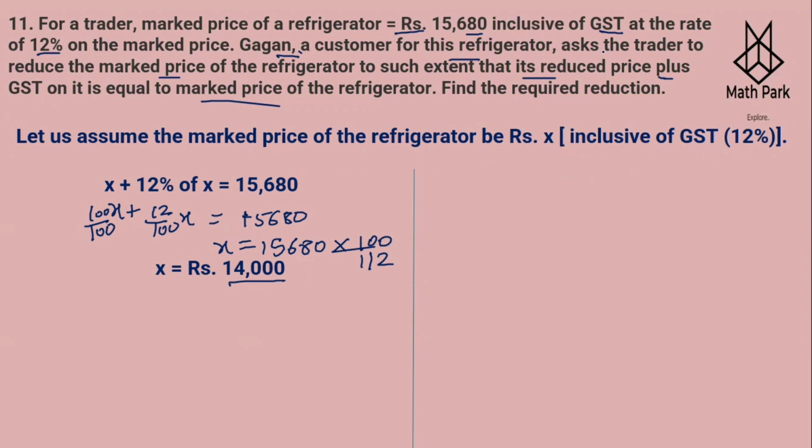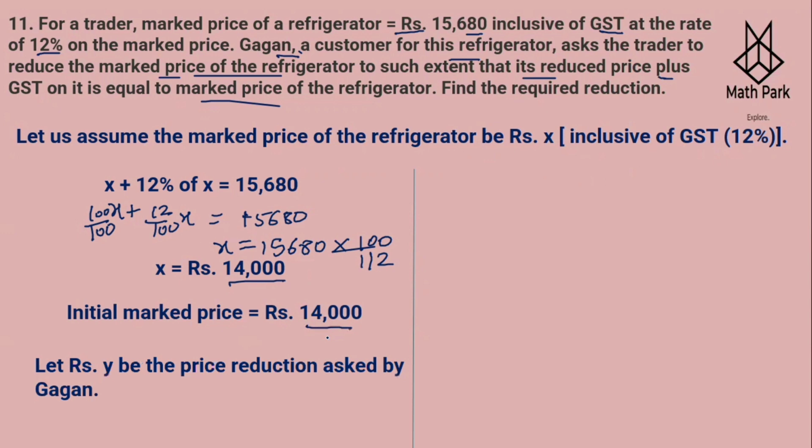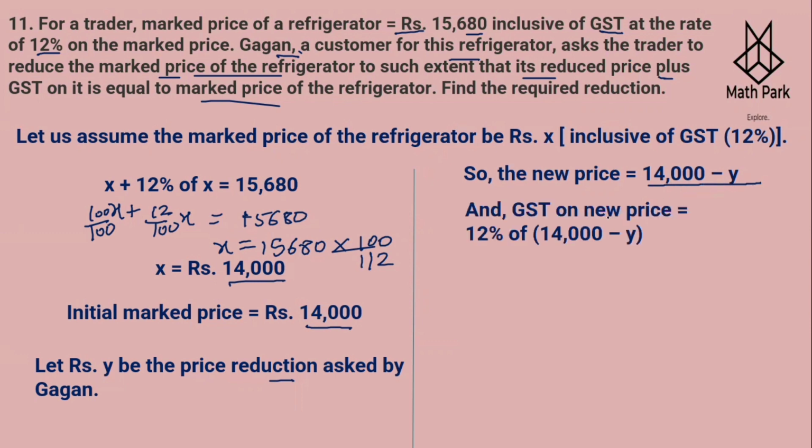He is asking the trader to reduce the mark price of the refrigerator to such an extent that its reduced price plus GST on it is equal to the mark price of the refrigerator. That means the initial mark price, which was 14,000. So let rupees Y be the price reduction asked by Gagan. So the new price is going to be 14,000 minus Y, MRP minus Y. So this is the reduction which is to be calculated, Y. So the GST on the new price is going to be 12% of 14,000 minus Y.